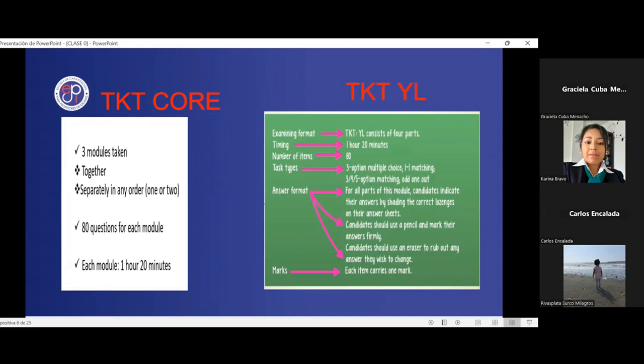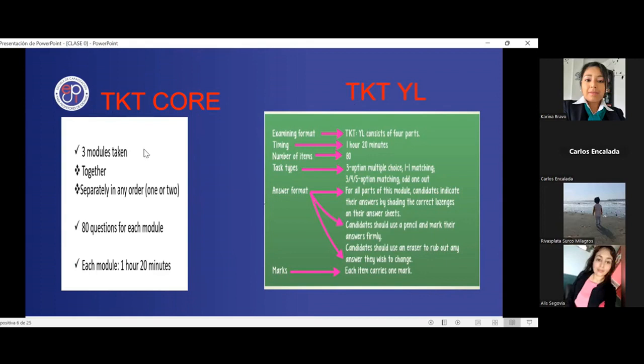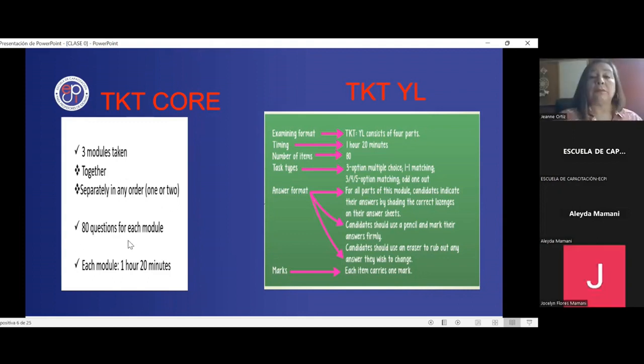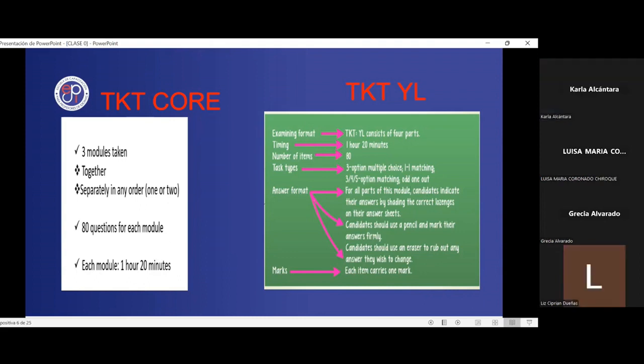It's kind of a long exam because it takes, imagine, 1 hour, 20 minutes per module. So it's almost 4 hours, the 3 modules, but it's better. You have one module, a break, another module, a break. So it's very important to take the exam, the 3 modules together. You're going to have 80 questions per module, only 80 questions. And each module is 1 hour, 20 minutes to answer. And if you want just to take TKT for young learners, for kindergarten and primary teachers, it's the same, 1 hour, 20, 80 questions.